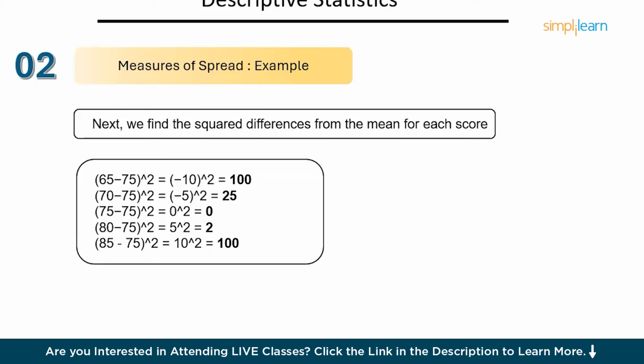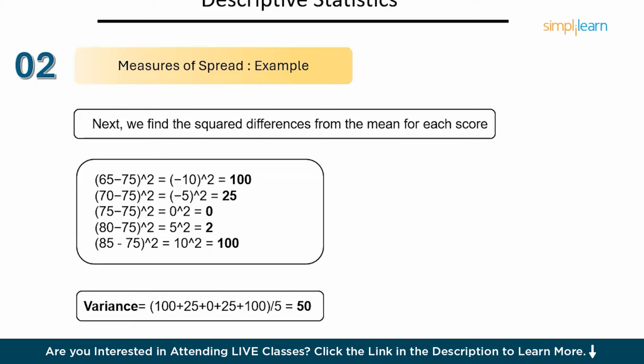Now, the sum of these squared differences divided by the number of data points is the variance. That is taking the total of the squared differences divided by 5, which is equal to 50. The variance is 50, meaning that on average the squared differences from the mean are 50.